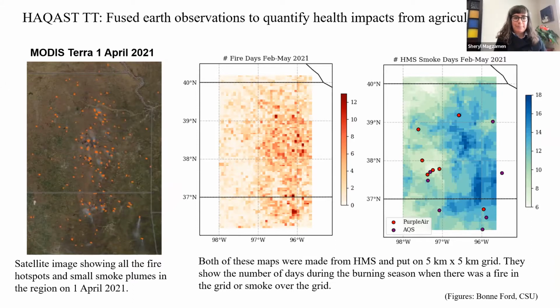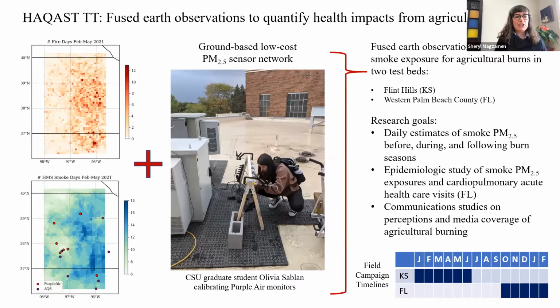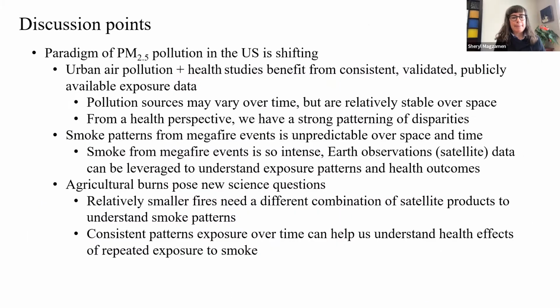Next slide, please. So our plan is to combine NASA Earth observation data with low-cost monitors in both Florida and Kansas. And here that's one of our grad students testing these monitors, and use fused Earth observation data to estimate smoke exposure for agricultural burns, both in the Flint Hills of Kansas and Western Palm Beach County. And our goals here are really to estimate, using these multiple tools, the smoke to PM 2.5 before, during, and following the burn seasons. Next slide, please.